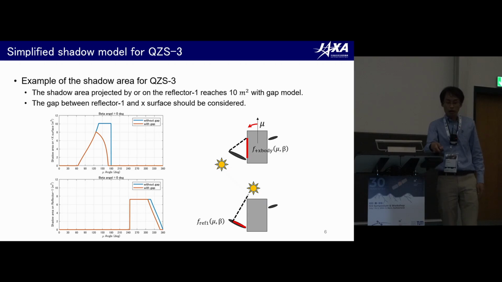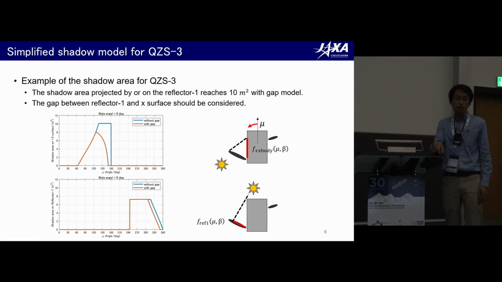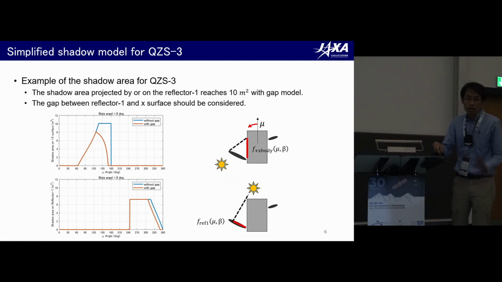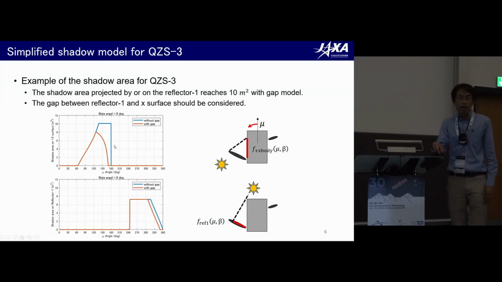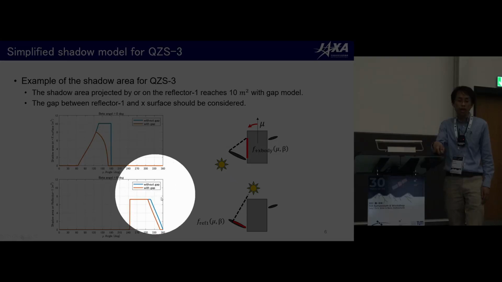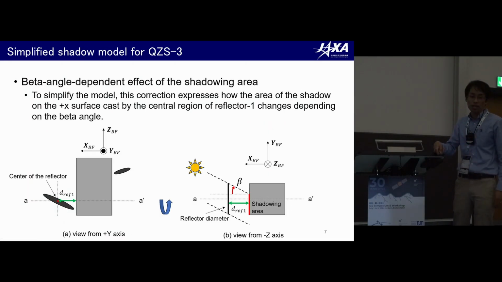I will show you an example of the shadowing area for QZSS3. This graph shows the shadowing area with the gap model and without the gap model. We can see a large difference between these two models, so we have to consider the gap between the reflector and the satellite body.